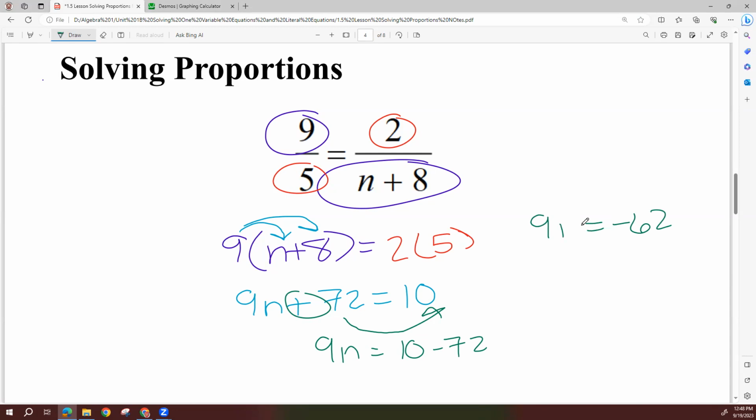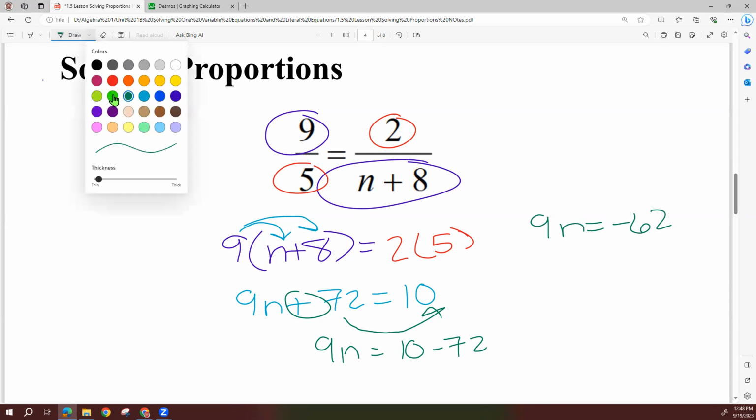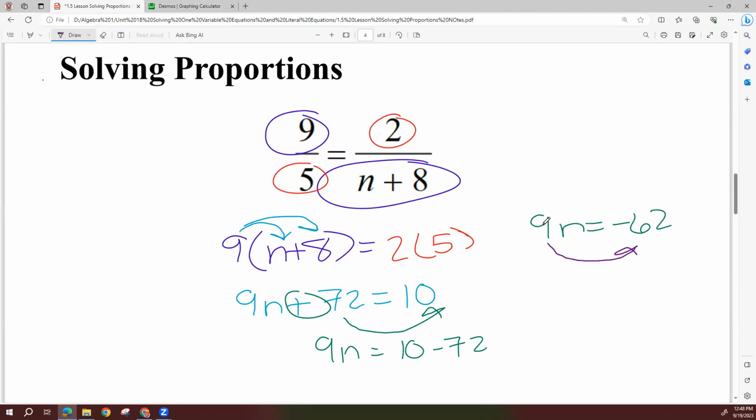I need to move over here to have space. Right now we have 9 times n. 9 is multiplying n. We're going to bring it over here. If it's multiplying the n over here, it's going to divide by negative 62.